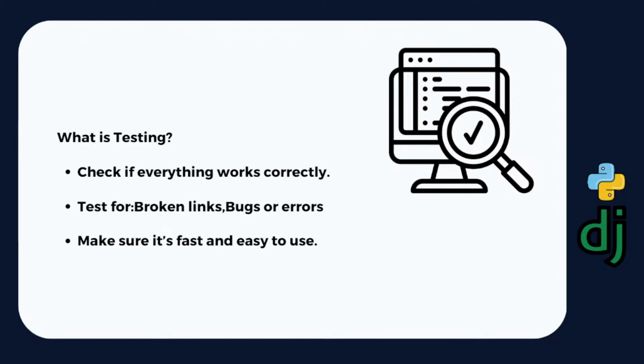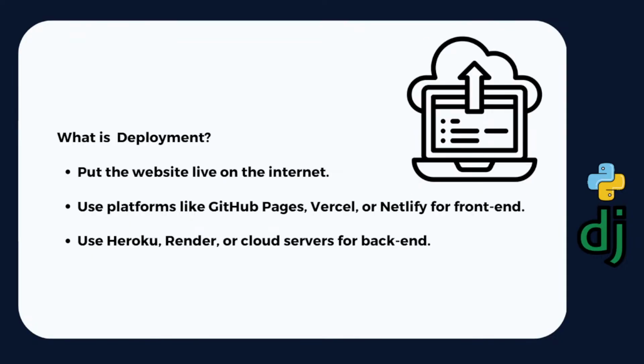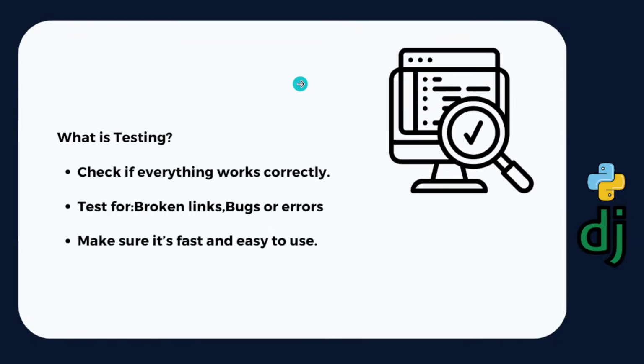And we also test for broken links and bugs or errors, okay. These things we implement in this testing session, and make sure it is fast and easy to use also. We test everything, and only after testing do we deploy. Basically we understand what is testing. We just fix errors and everything. We test whether our website is working properly or not, okay. That is the process of testing.